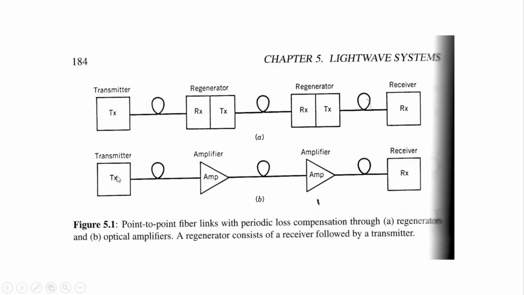Here it consists of a transmitter. The signal is given to an amplifier. After that, the amplified signal is given to another amplifier on the receiver side, and the signal is finally given to the receiver. So in this way the point to point fiber link takes place.